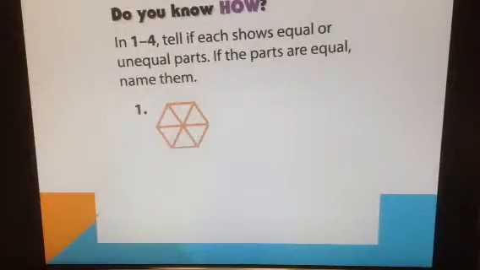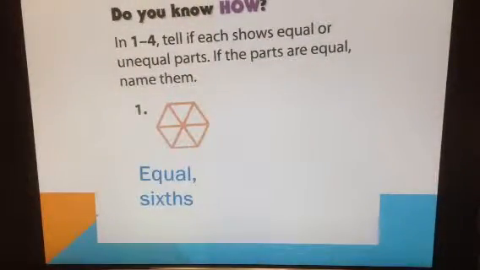We did some practice problems, and I'll click through these pretty quickly. For each, you want to say if they're equal or unequal, and if they're equal, you want to name them. You're either going to say halves or thirds or fourths or whatever it is. So here's the first one. This is equal, and we call it sixths because there's 6 pieces.